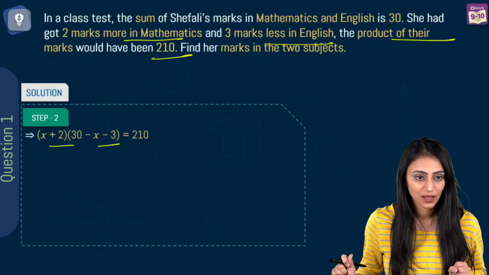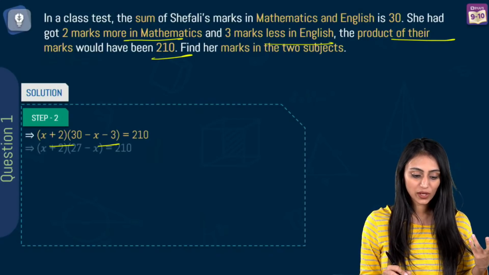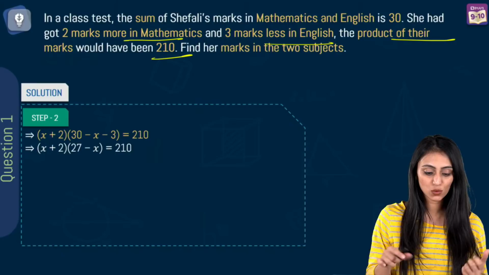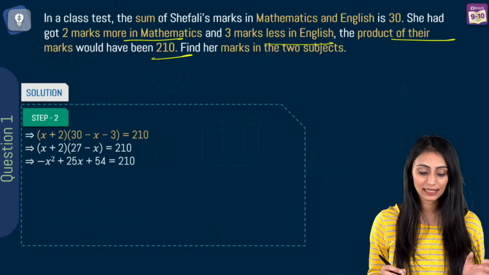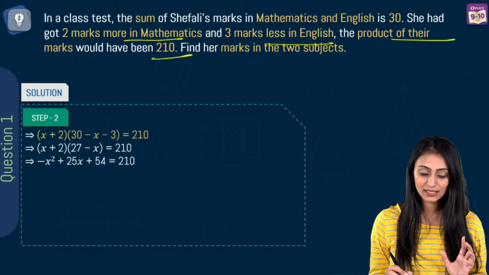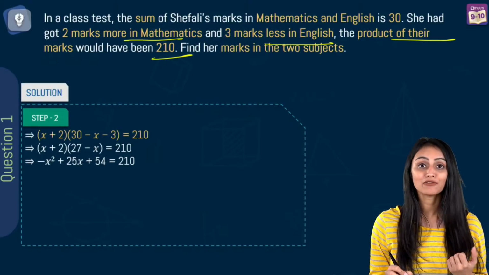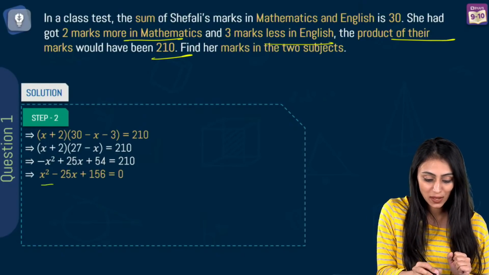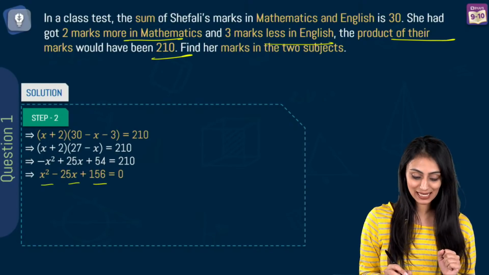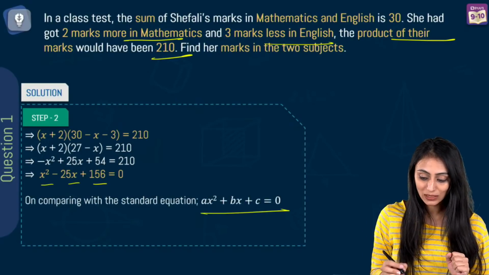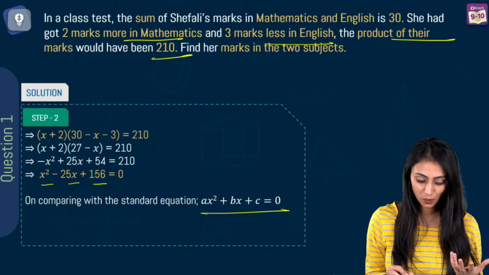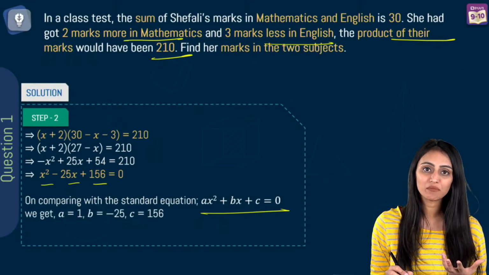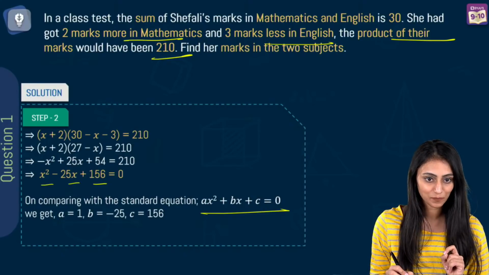All right. So what we will do here is only simplification. It's going to be X plus 2, 27 minus X equals to 210. Let's simplify this. What do we get? Minus X square plus 25X plus 54. And then just take everything on one side. We have X square minus 25X plus 156 equals to 0. So on comparing with the standard form of the quadratic equation, I can get the values of A, B and C, which is going to be this, right?